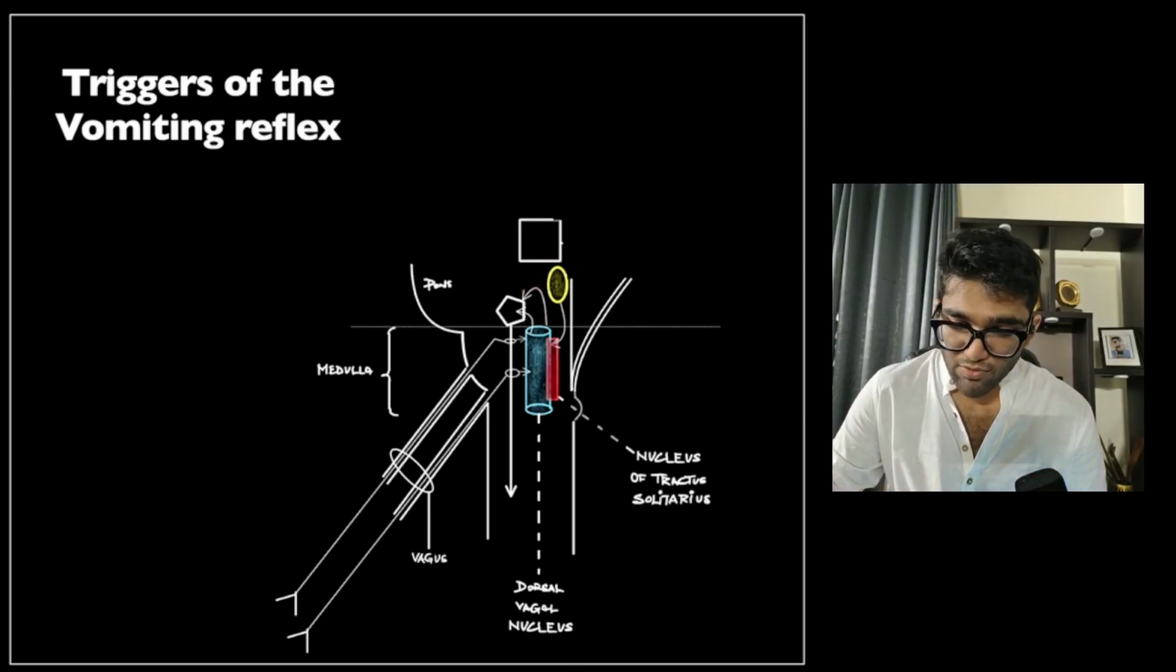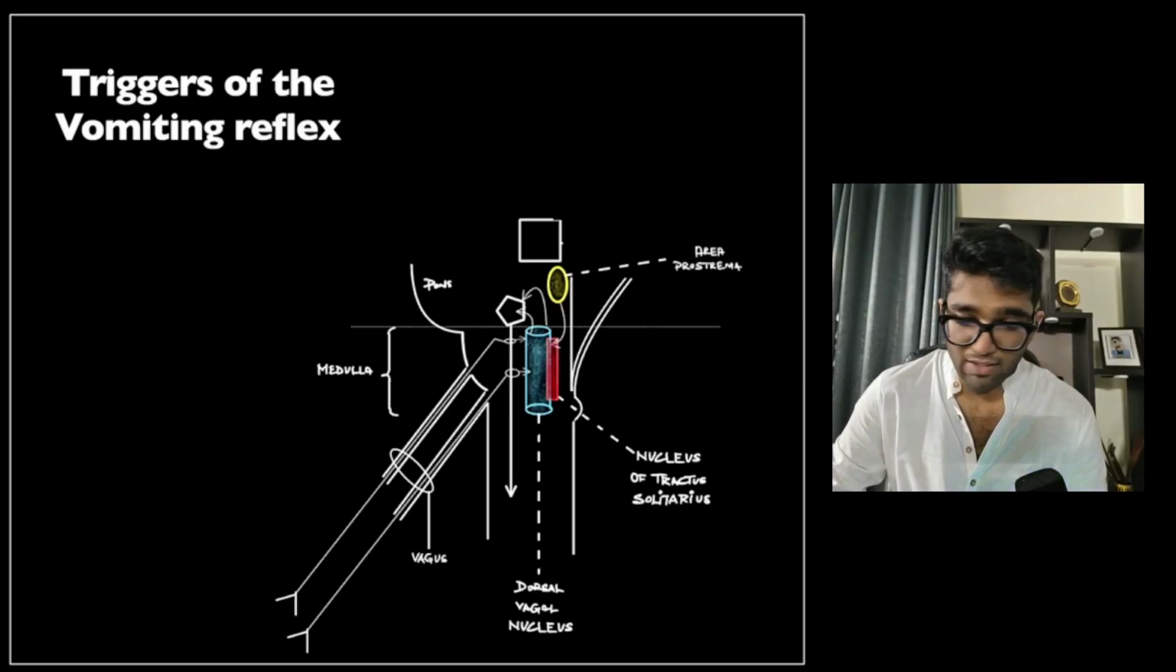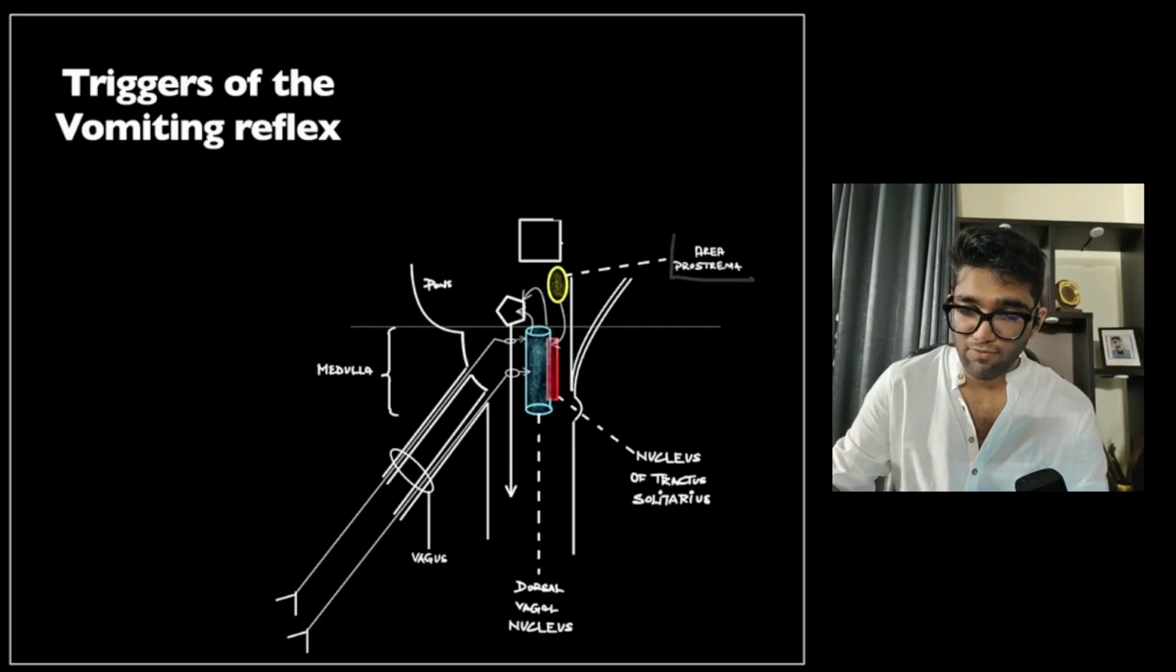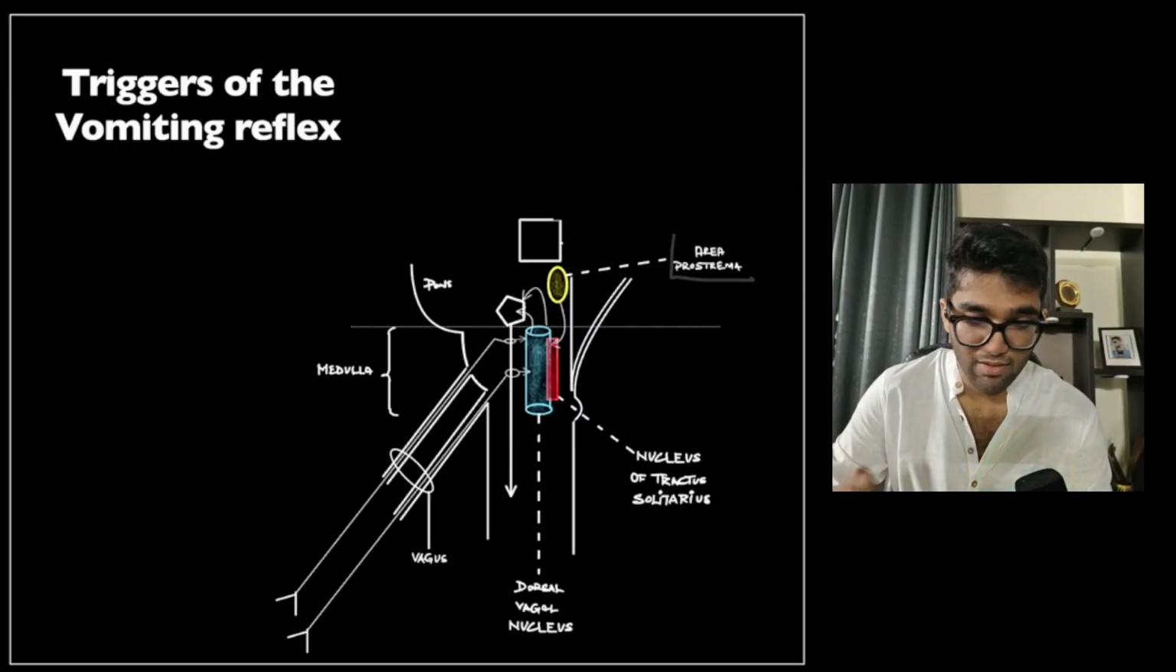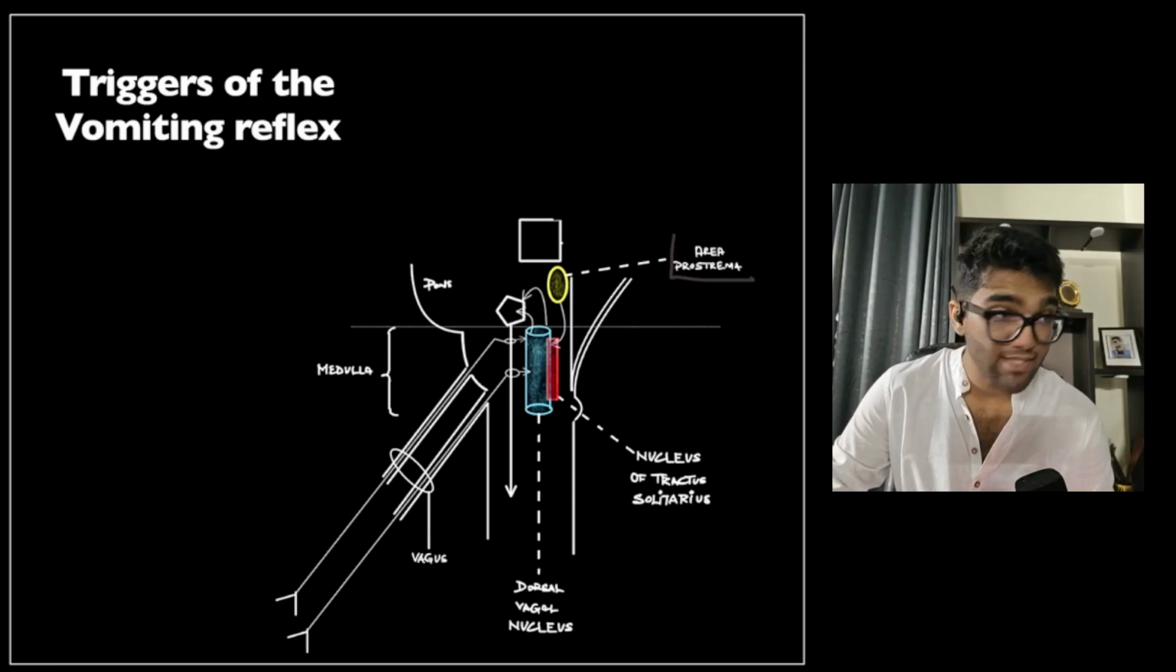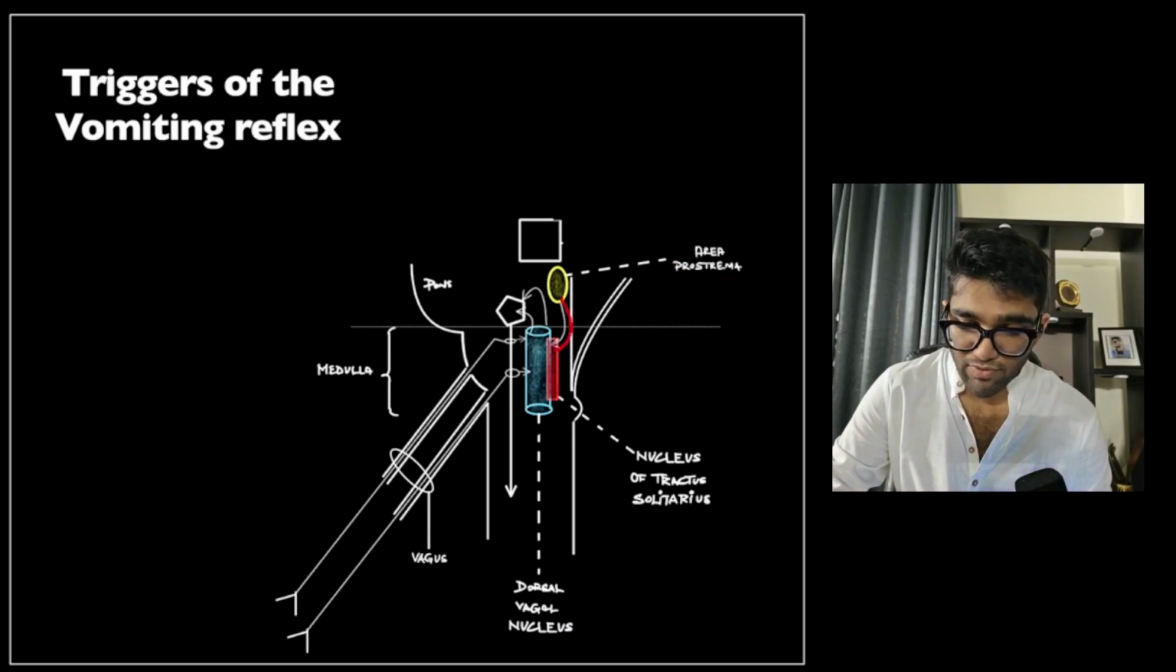Now, the nucleus of tractus solitarius is this red structure here. The nucleus of tractus solitarius receives input from this yellowish structure. This yellowish structure is located outside of the blood-brain barrier and is called the area postrema. Because it is outside of the blood-brain barrier, it can sample the serum, that is the blood, for any toxins that may be circulating in it. If it gets activated, it then activates the nucleus of tractus solitarius and secondarily induces vomiting.